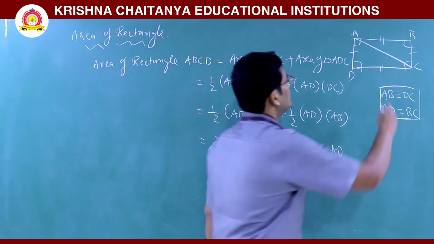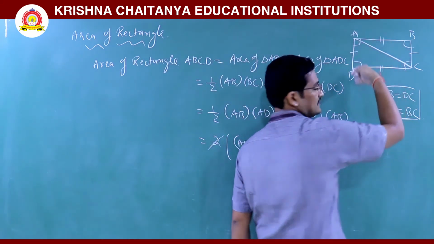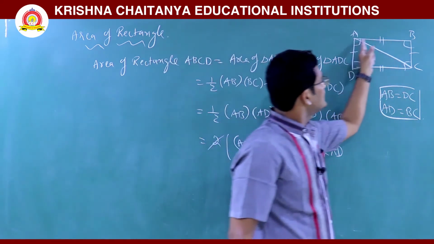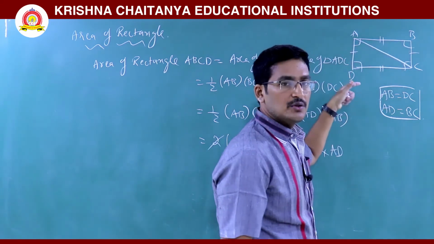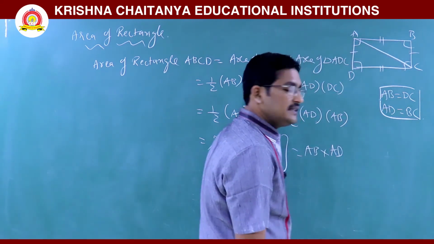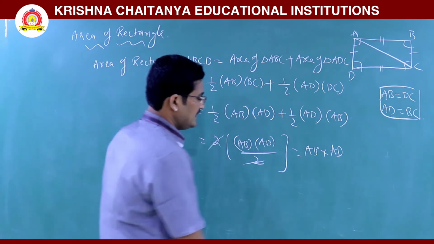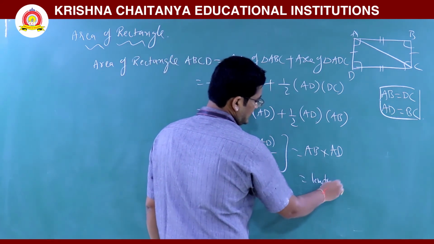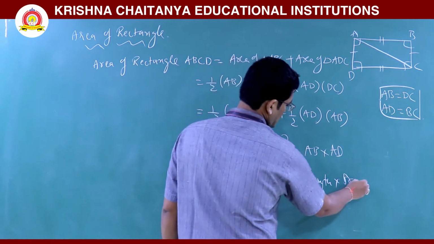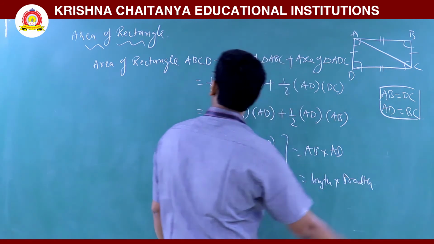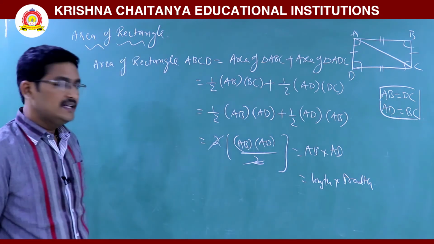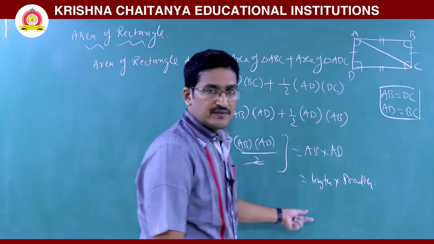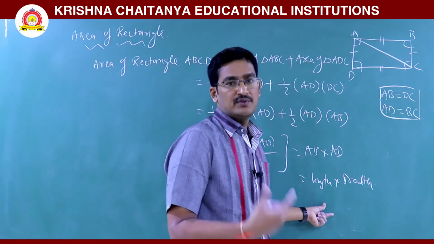What is the AB length? This is AB length. This is AD length. So I am taking one as length, the other one as breadth. So what is the area of rectangle? Length into breadth. That is the formula. Okay. So to get the rectangle area, I have to use the formula length into breadth. To get the area of the square, I have to use the formula side square.